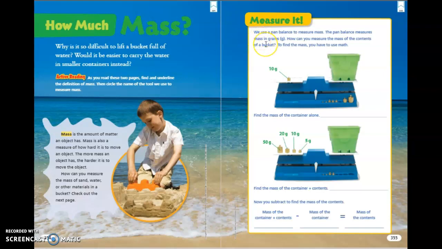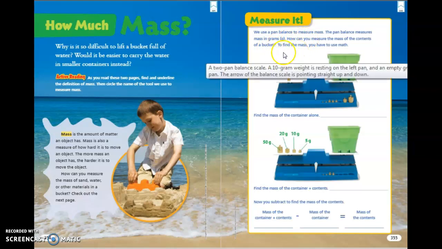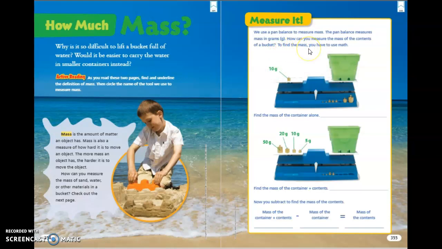Let's go ahead and read that again. We use a pan balance to measure mass. The pan balance measures mass in grams. How can you measure the mass of the contents of a bucket? To find the mass, you have to use math.